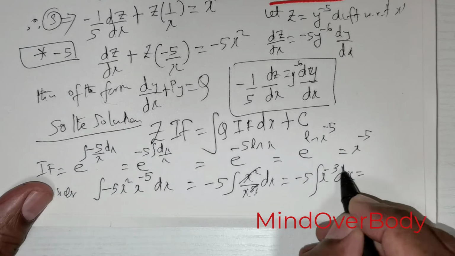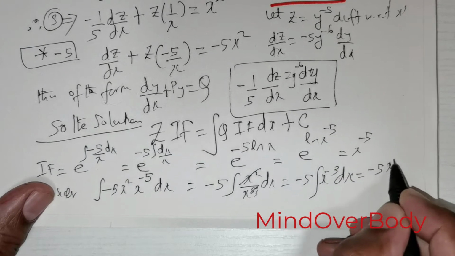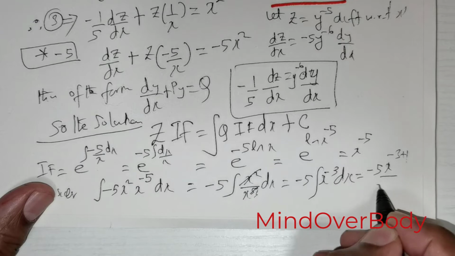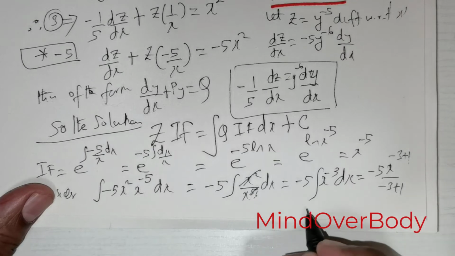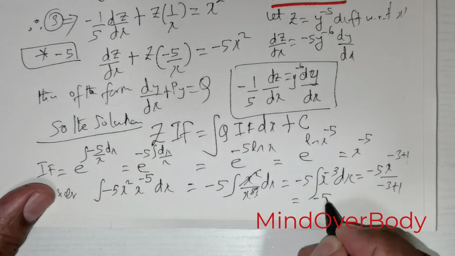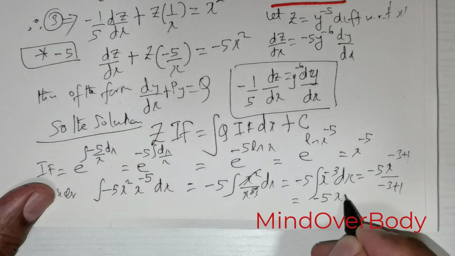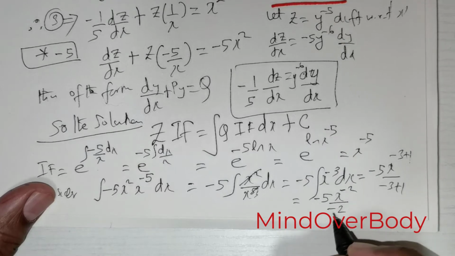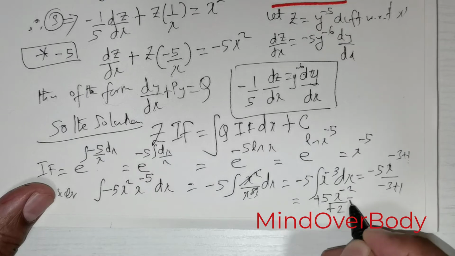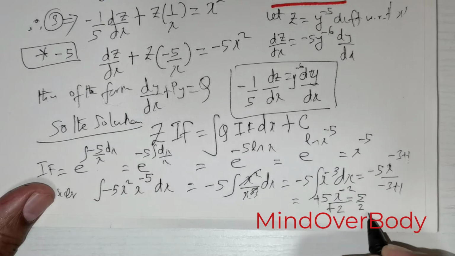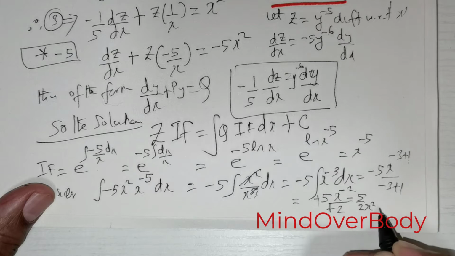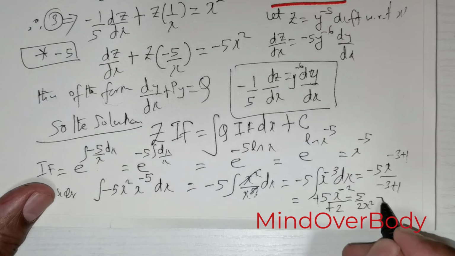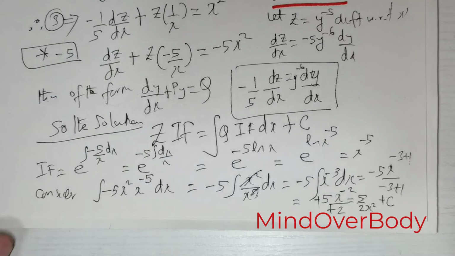If I were to integrate this, I get x to the power of negative 3 plus 1 divided by negative 3 plus 1. I can rewrite it as negative 5 times x raised to the power of negative 2 divided by negative 2. I can push this down. Two negatives will become positive. So this is 5 over 2 times x squared, right? 5 over 2 times x squared, plus arbitrary constant c. So this is what I have got.